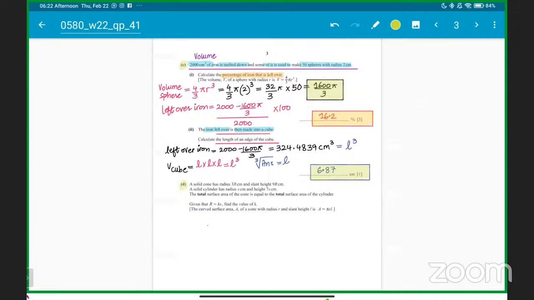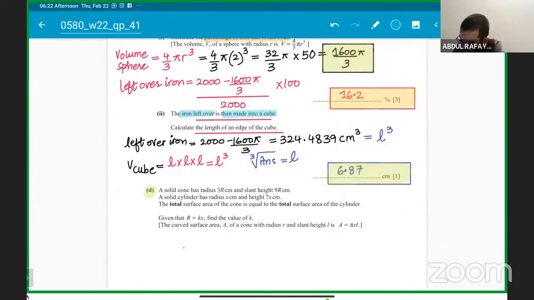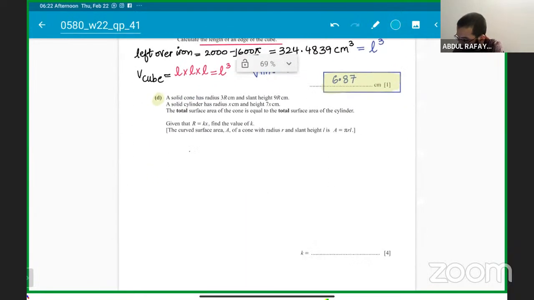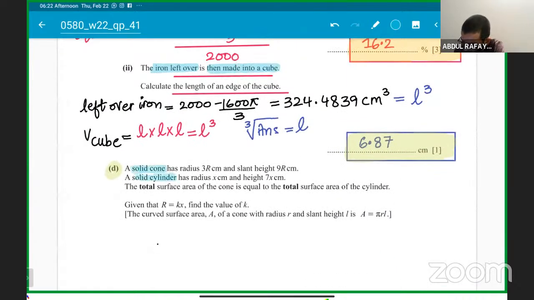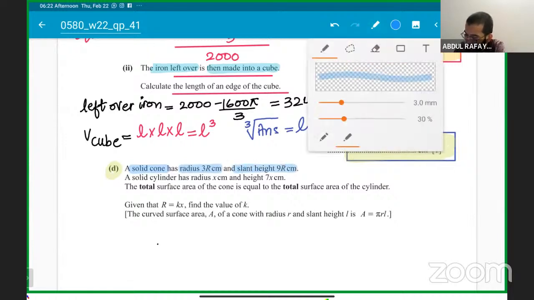Yes, sir. Then next we have basically a solid cone. Now this is a 4 mark question, students. Follow carefully. We have a solid cone and a solid cylinder. As always, I've told you that when you are reading this type of question, try to make an image and try to get what the statement is saying. So we have a solid cone which has radius 3r centimeter and slant height 9r centimeter.